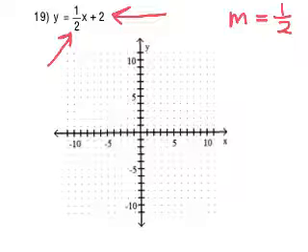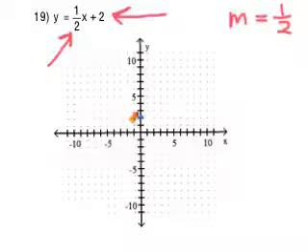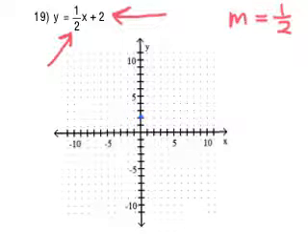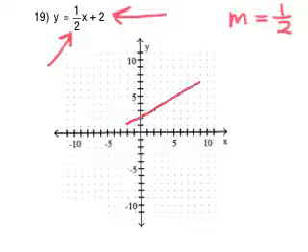Okay, so if we're going to plot this, well, first we plot our y-intercept, 2. Right there. Ooh, pretty close. Okay, and then we count our slope. Slope is 1/2, so we go up 1, and then we go over 2. 1, 2. And there it is. And then that's our line. If I can draw it.